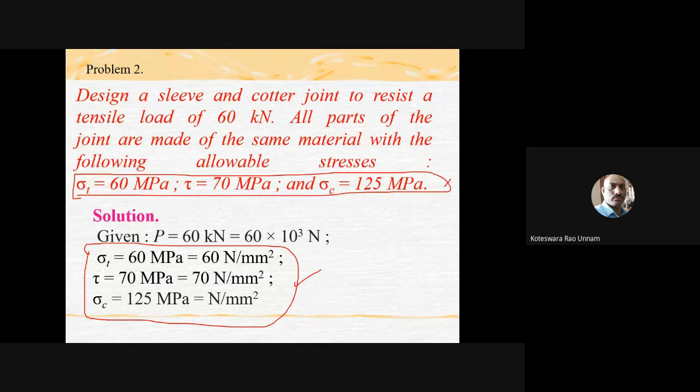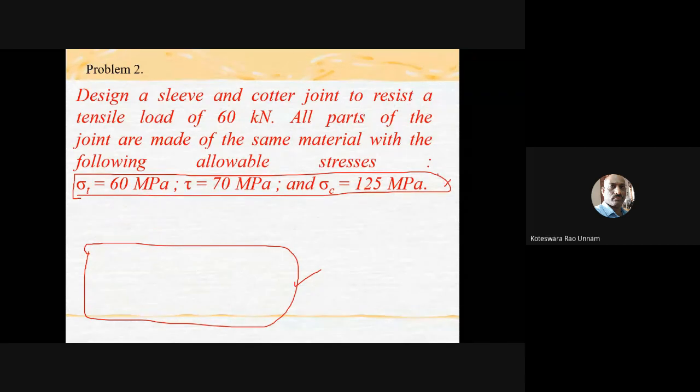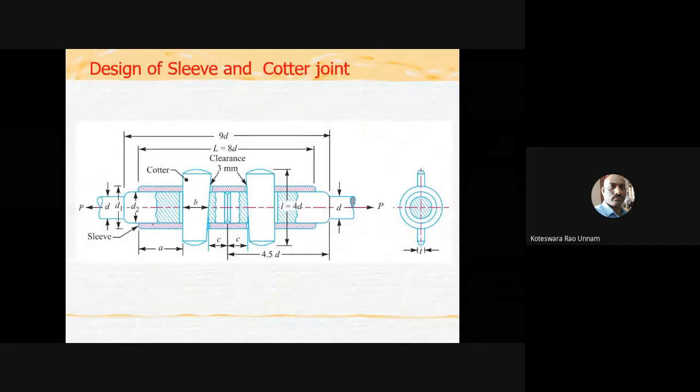a is the distance of the slot in the cotter to the sleeve end, and c is the distance between the rod end to the start of the cotter hole. So these are the parameters we need to calculate.